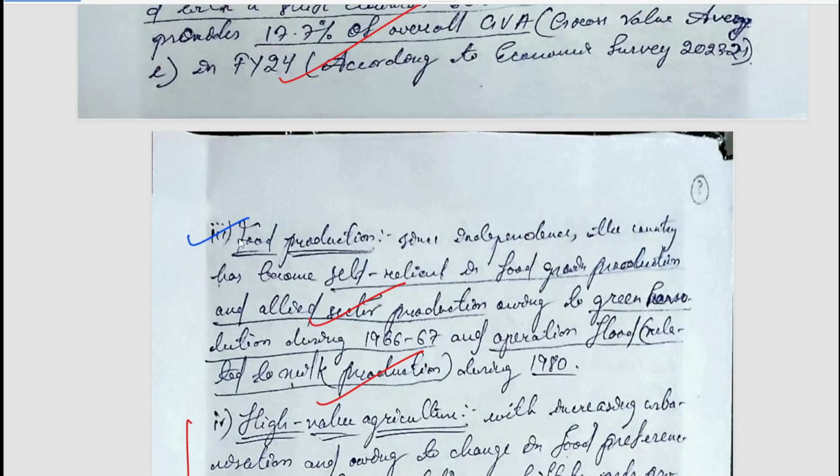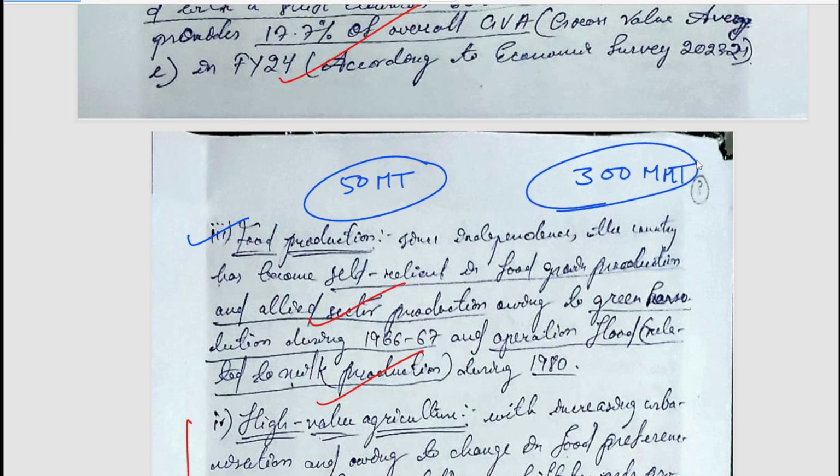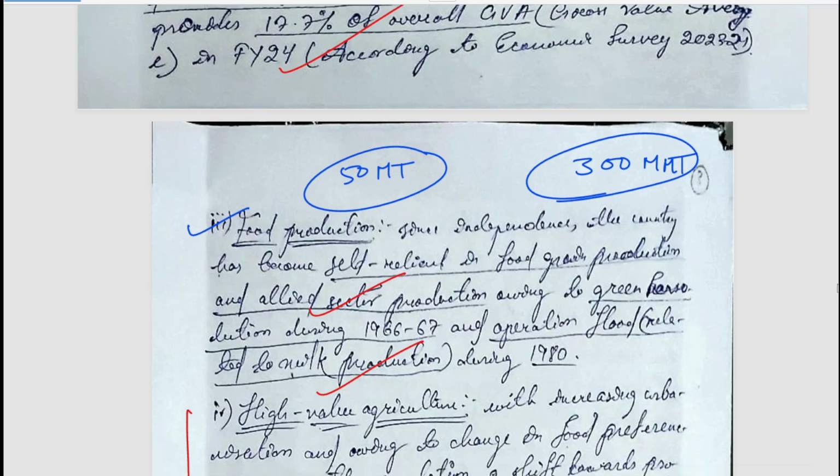Food production, yes, obviously after the green revolution we have increased our food production 9 to 10 times. It was 15 million tons during independence, and now it is more than 300 mmt, 300 million tons. So you can see how much it has risen. So it is one major factor.